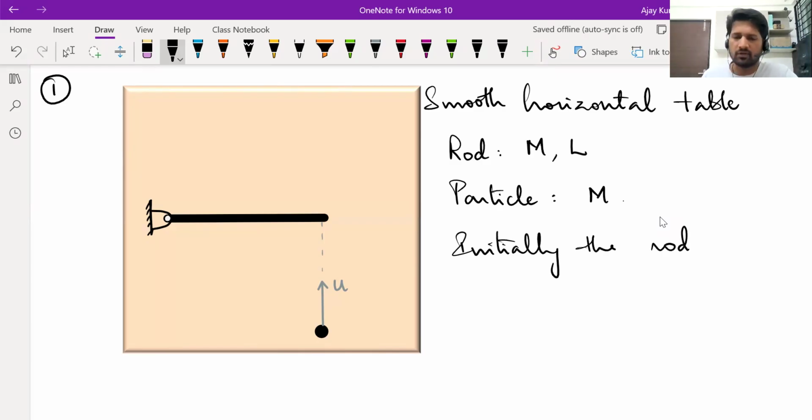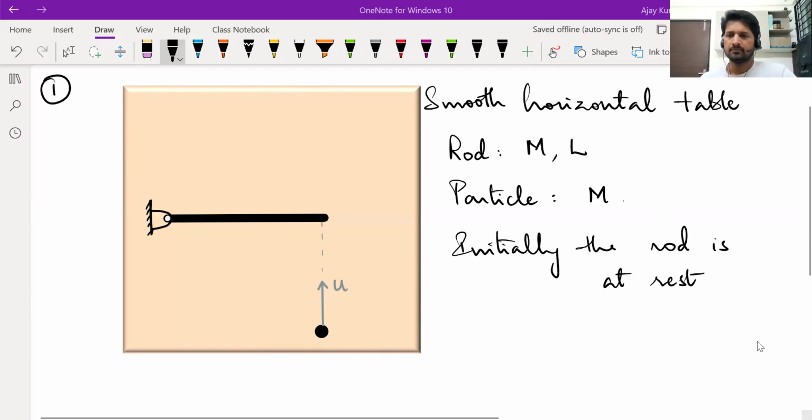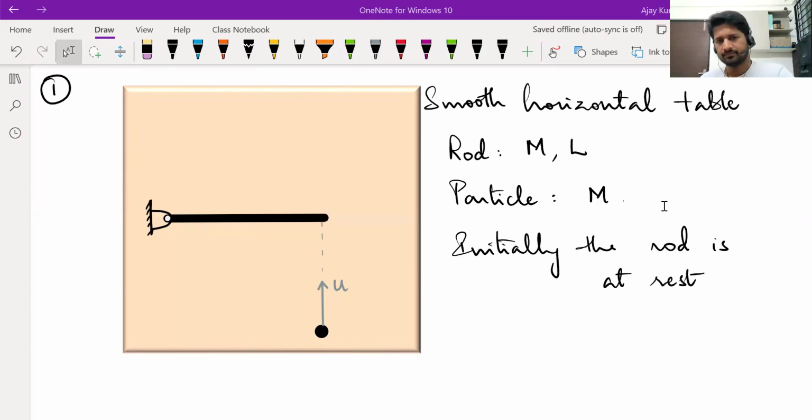Yusuf, can you describe what will happen as time passes? No response. Maybe he will type in chat. Rishi, tell me what happens to this system. The ball will roll at the speed u, and then it will disturb the rod.